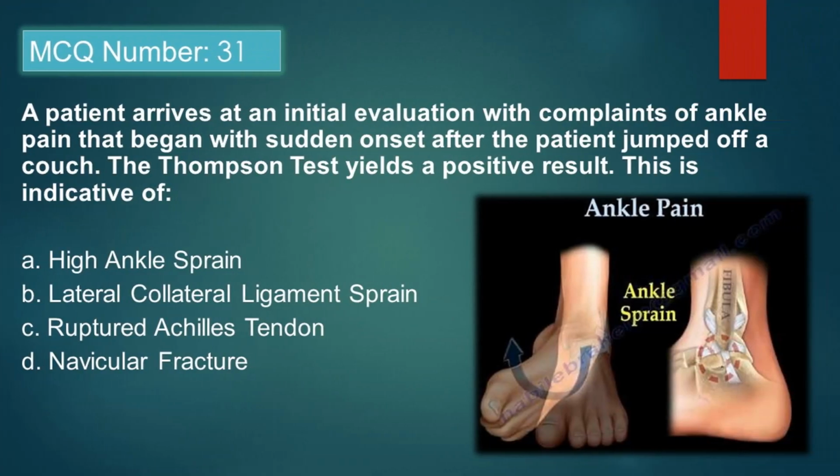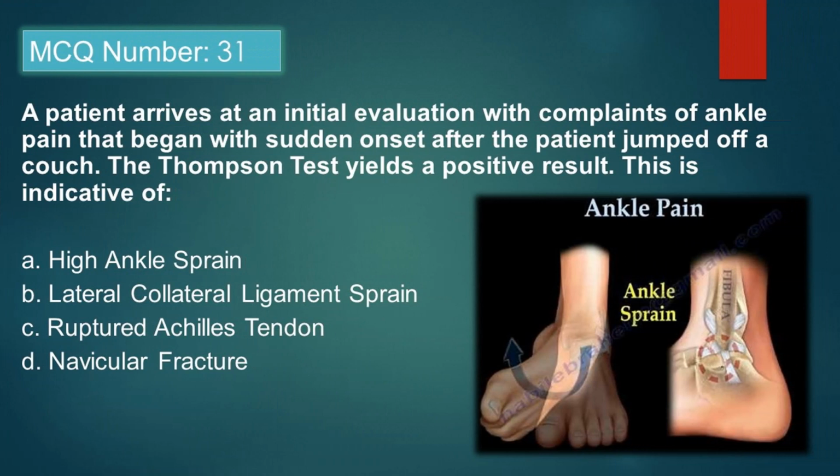So here is scenario number 31 on your screen. A patient arrives at the initial evaluation with a complaint of ankle pain that began with sudden onset after the patient jumped off the couch. The Thompson test yields a positive result. So this is indicative of which of the following?